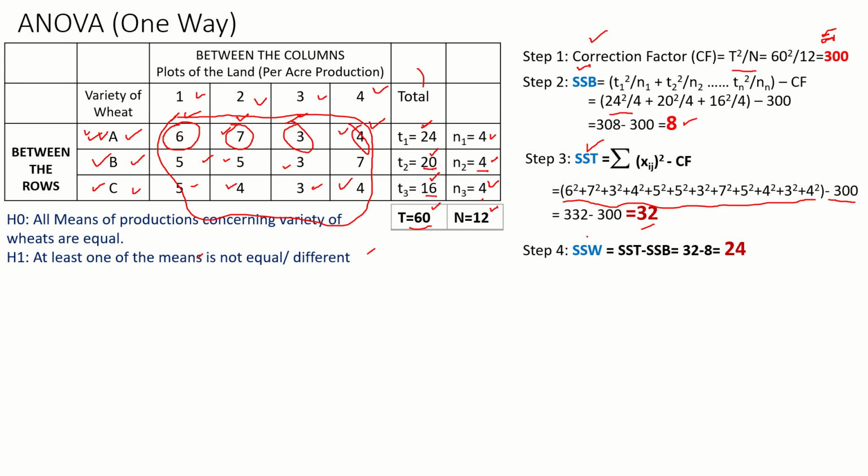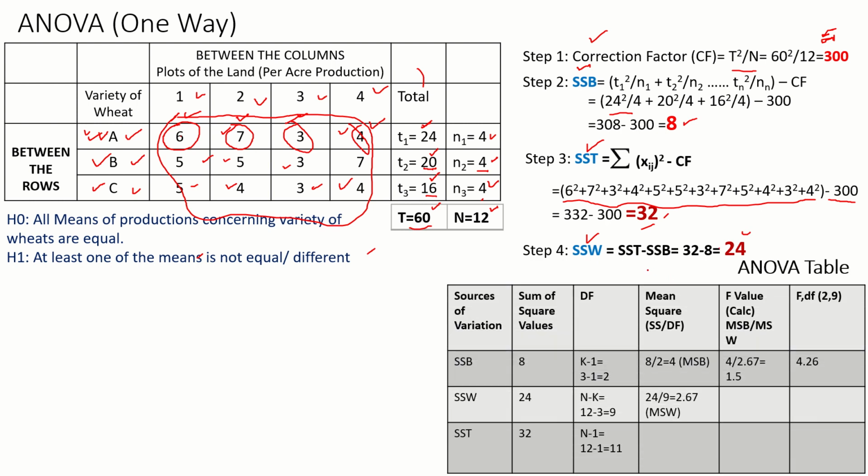Then what do we do? We have to calculate SSW, meaning sum of square within. How is it calculated? It is equal to SST minus SSB. What is SST? SST we have found, it is 32. Then minus 8, then we are getting 24.